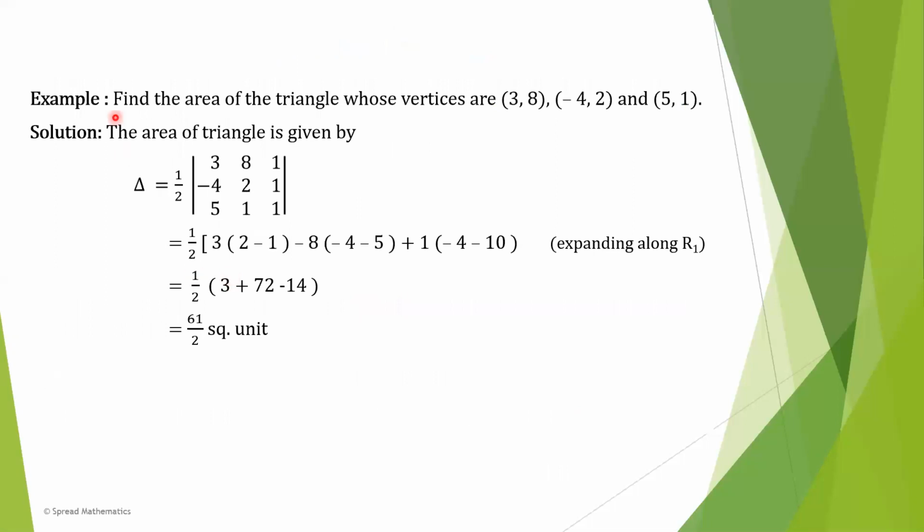Now example, find the area of the triangle whose vertices are (3, 8), (-4, 2) and (5, 1). Area of a triangle is given by this. Here is the first coordinate, here the second coordinate and here the third coordinate, and each element of the third column would be 1, 1, 1. After expanding this determinant along R1, we will get 61 upon 2 square units. This is the required area.